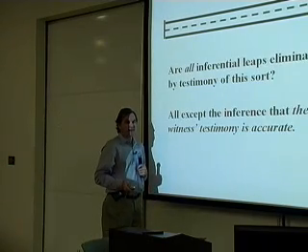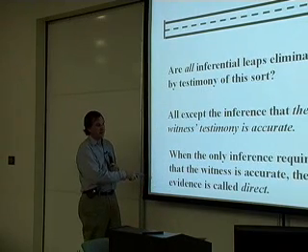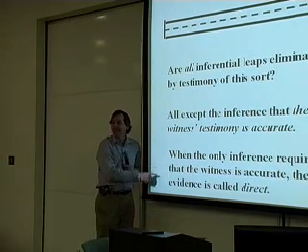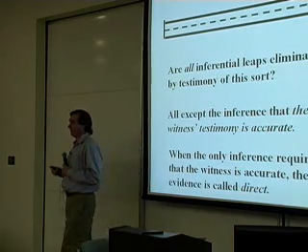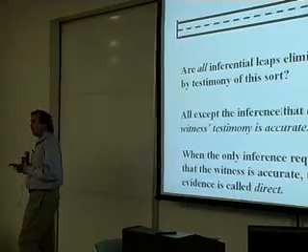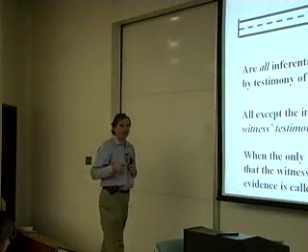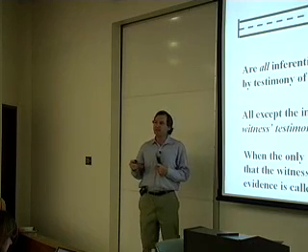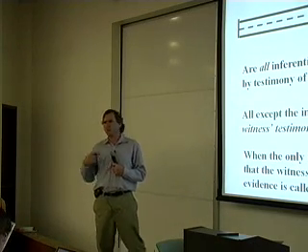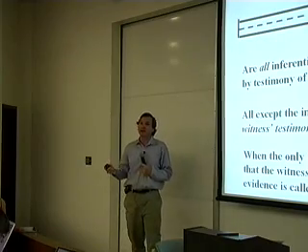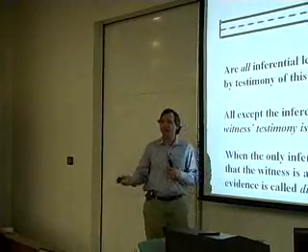And it turns out to be the case that when the only inference required is that the witness is accurate, the evidence is what we call direct evidence. Was there direct evidence of the defendant's negligence? Yes. Someone saw him speeding at the time of the accident. Was there direct evidence of the defendant's negligence? No. Someone saw him speeding shortly before the accident. Oh, so you mean it was just circumstantial? That's right, because I have to make the inferential leap that because he was speeding before the accident, he was speeding at the time of the accident.